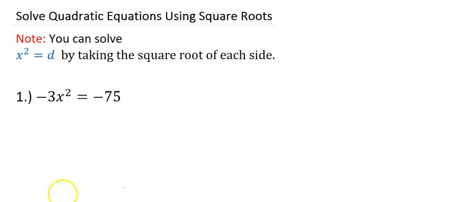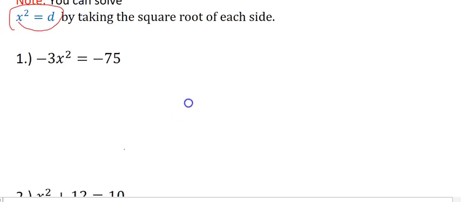So one thing you need to remember when you are solving quadratic equations with square root, you have to first of all solve for x squared. Get the x squared by itself, just like that. Once you do that, then you can take the square root of both sides to solve for x. Okay, let's look at the first problem here.